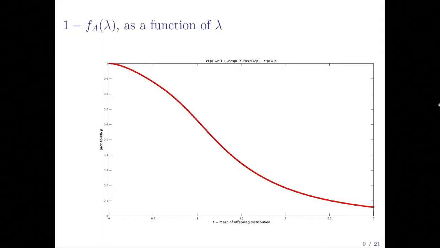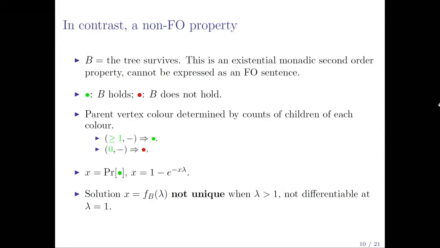Well, 1 minus f sub A of lambda looks like this. So it's a smooth function, and you get it as a unique solution to those equations. In contrast, let's look at a not first order property: the property of survival of the rooted Galton-Watson tree.